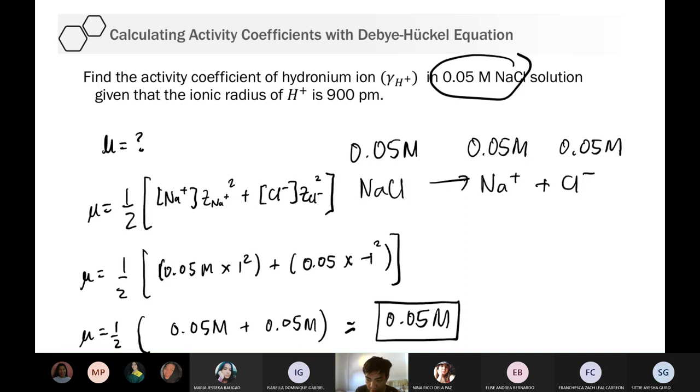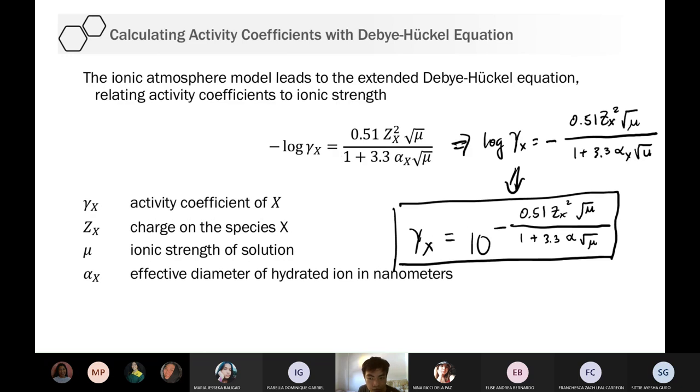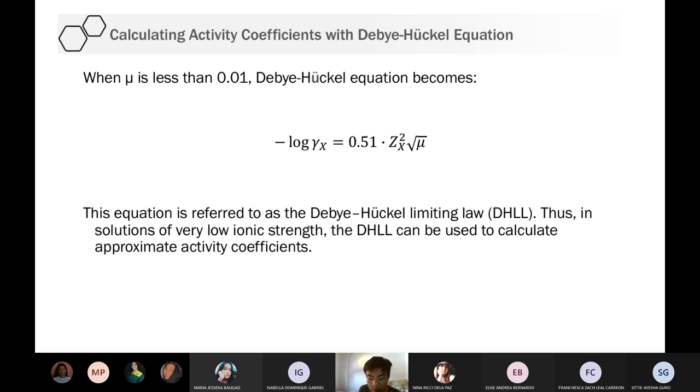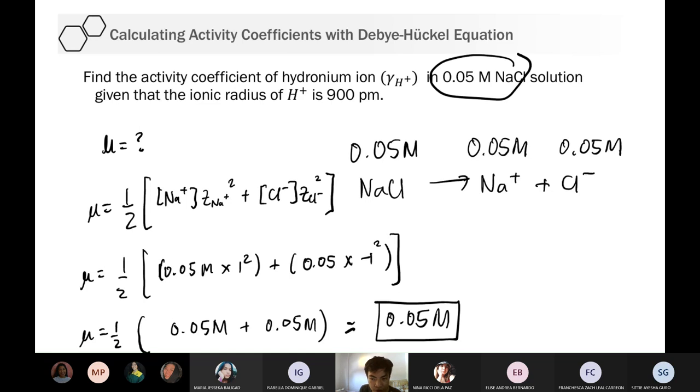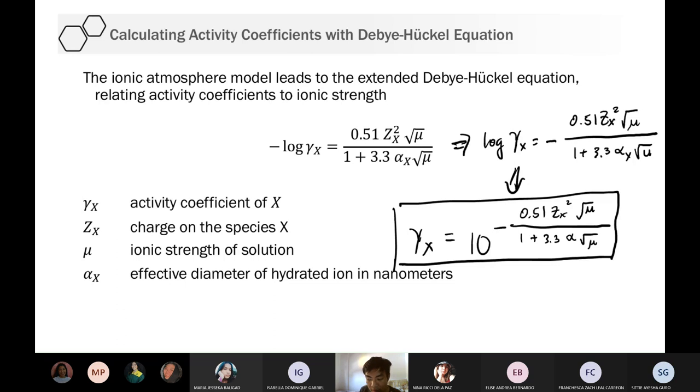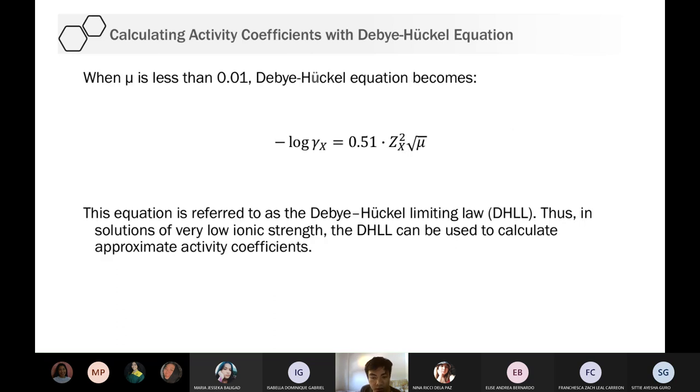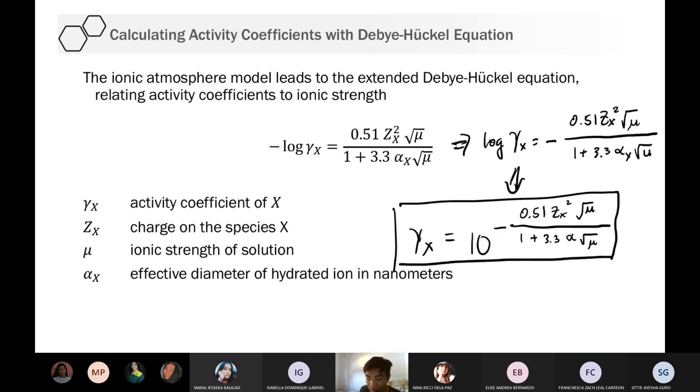Okay? So, since we now know the mu, we check if we can use the Debye-Hückel equation or the Debye-Hückel limiting law. So, kailan gagamitin yung Debye-Hückel limiting law? If mu is less than 0.1. In our case, 0.05 yan. So, we will use the Debye-Hückel equation lang. Not the limiting law. Okay? So, kailan uli ginagamit ang limiting law, yung DHLL? Kapag less than 0.01 ang mu. Pero if greater than that, you have to use this big equation. So, gamitin natin to solve for the gamma.